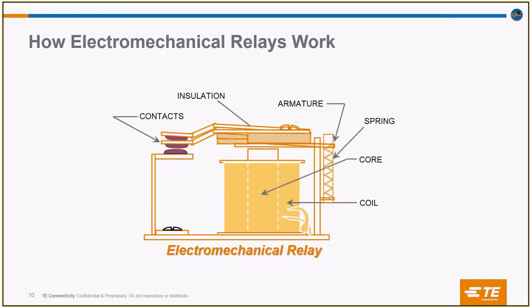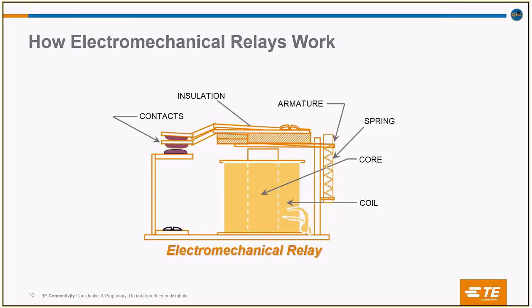If the core becomes magnetic, it causes the armature to close the contact surface. Now what happens if you close the contact? Current passes and the circuit becomes a closed one. We spoke about core, coil and armature. Now insulation, we know what insulation means. It electrically isolates the contact arm from the spring.